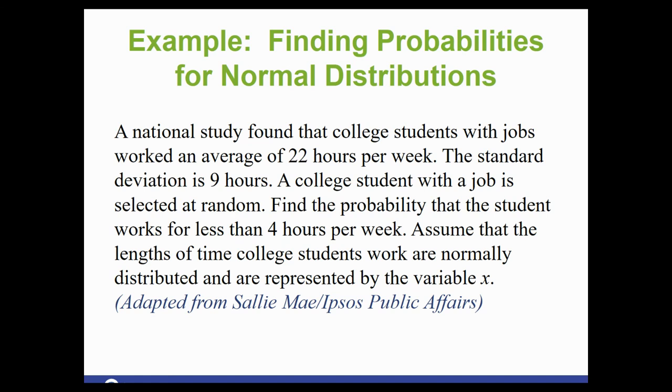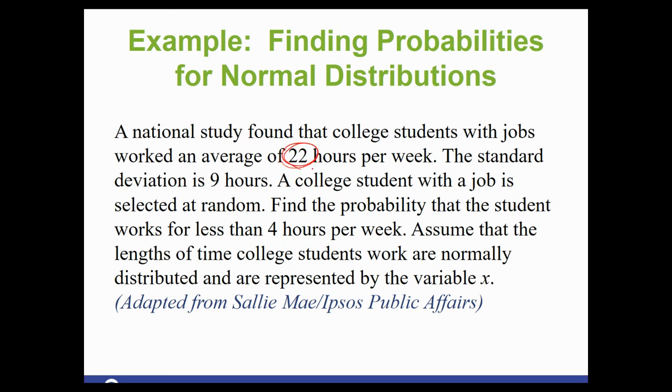Here's our first example. A national study found that college students with jobs worked an average of 22 hours per week. The standard deviation is 9 hours. A college student with a job is selected at random. Find the probability that the student works for less than 4 hours per week. Assume that the lengths of time college students work are normally distributed and are represented by the variable x.